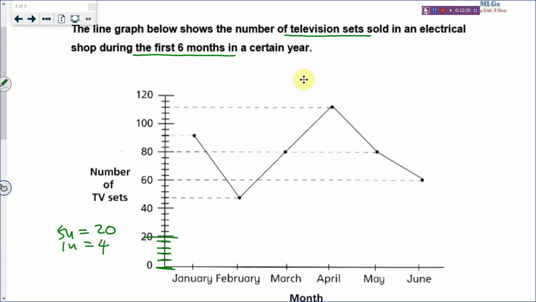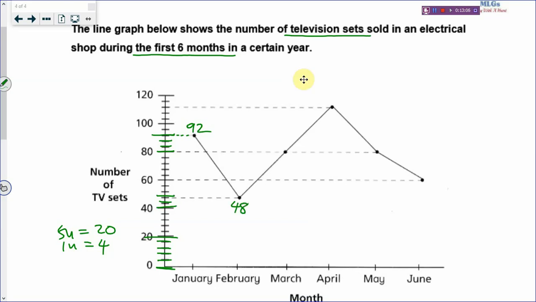Okay, 4. So January has how many TV sets sold? So January has, look at the dotted line, and you can start counting 80, 84, 88, 92. So January has 92. So you have to count the gaps first to find how big is one gap before you can find how many in each month. And February has how many? 40, 44, and 48. So February has 48 TV sets.